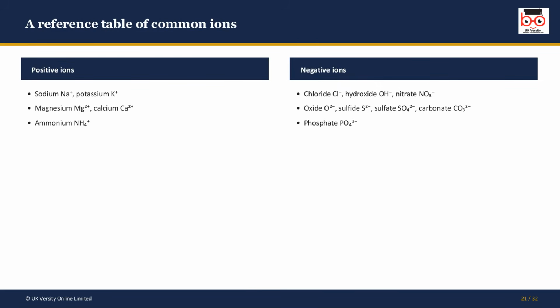Here's a reference set worth memorizing. On the positive side, sodium and potassium at 1+, magnesium and calcium at 2+, and ammonium at 1+. On the negative side, chloride, hydroxide, and nitrate at 1-, oxide, sulfide, sulfate and carbonate at 2-, and phosphate at 3-. Keep this list handy. Almost every formula you'll write is built from these.